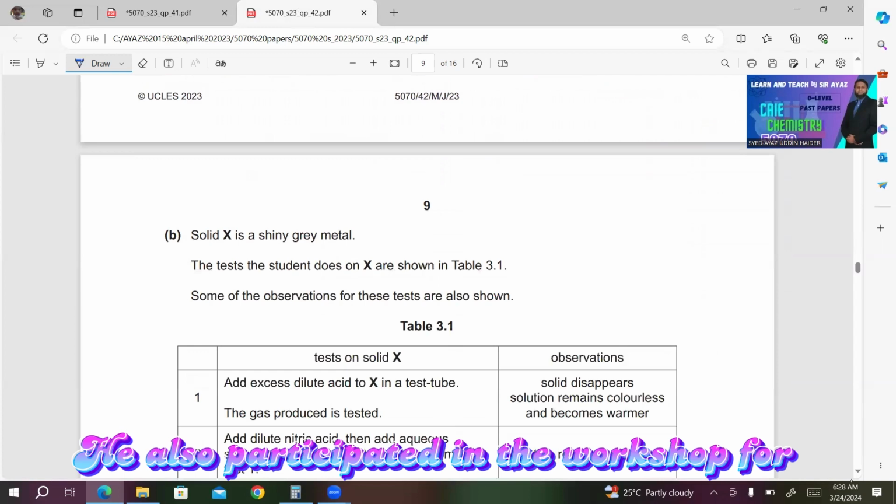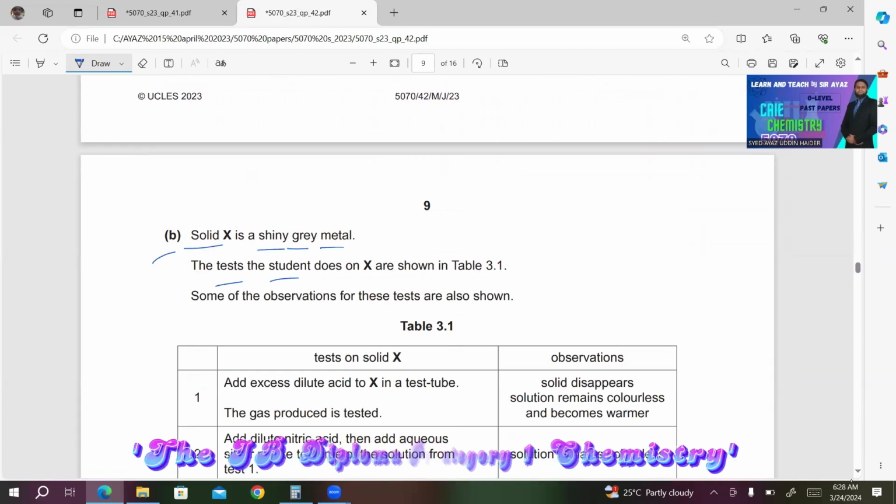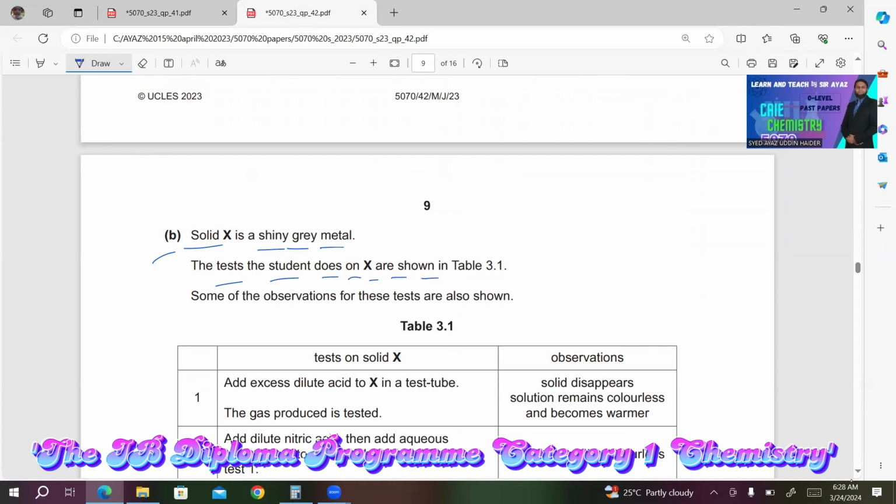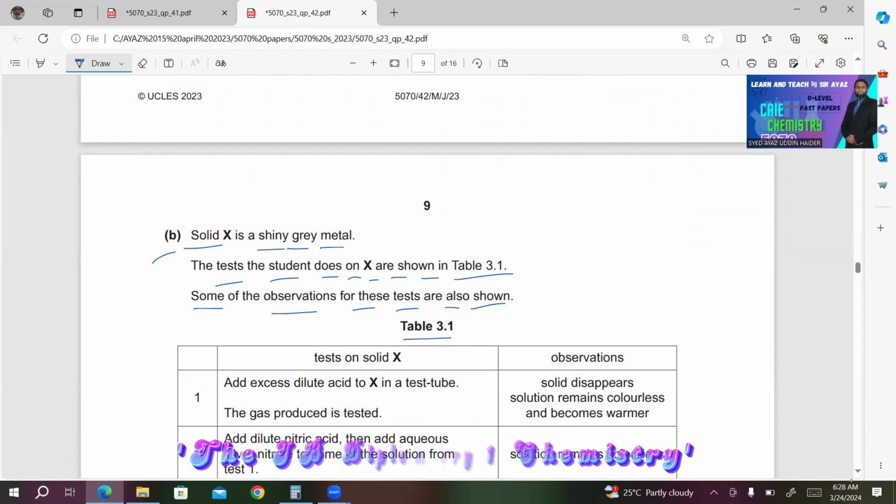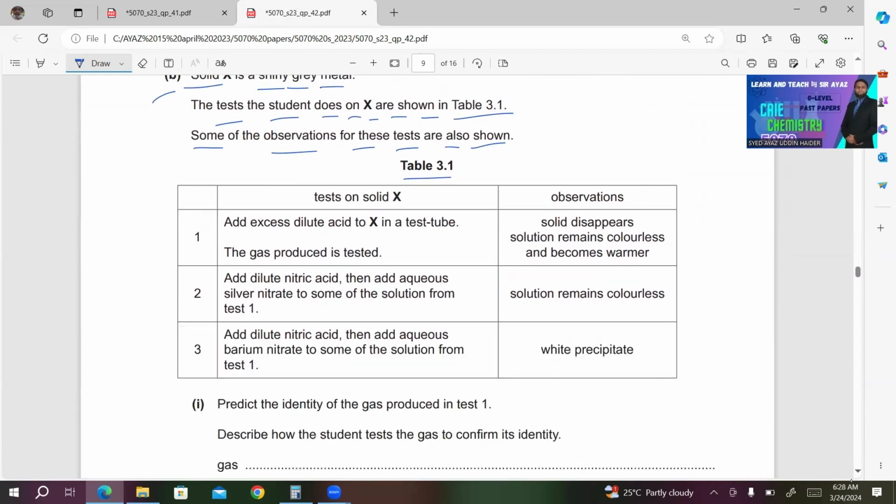Moving to next part B. Solid X is a shiny gray metal. The tests the student does on X are shown in table 3.1. Some of the observations for these tests are also shown. Here's table 3.1. We have the test on solid X and observations. Number 1, add excess dilute acid to X in a test tube. The gas produced is tested. Observations: solid disappears, solution remains colorless and becomes warmer.